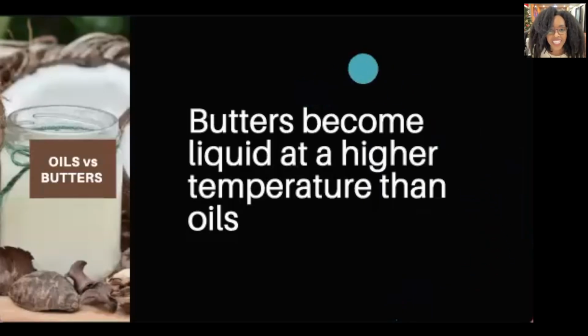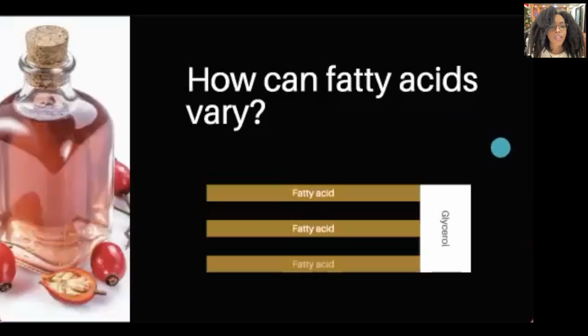By the way, to make this clear, oils and butters are the same. They are both made up of triglycerides. The only difference is that butters have a higher melting point than oils. So, how exactly can fatty acids vary?